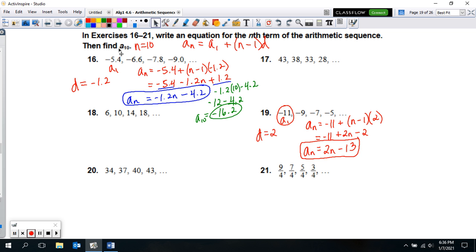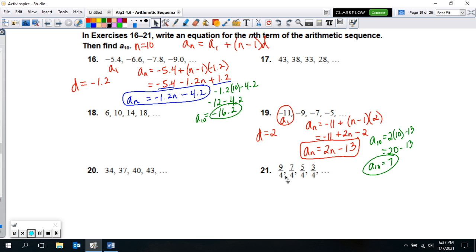Plug in 10 now to find the 10th term. So what would the 10th term be down the road? Well, it's 2 times 10 minus 13. So 2 times 10 is 20 first. So 20 minus 13, that would be 7. 7 is going to be the 10th term of this sequence.